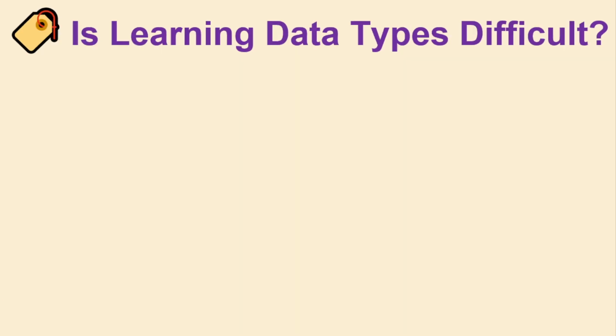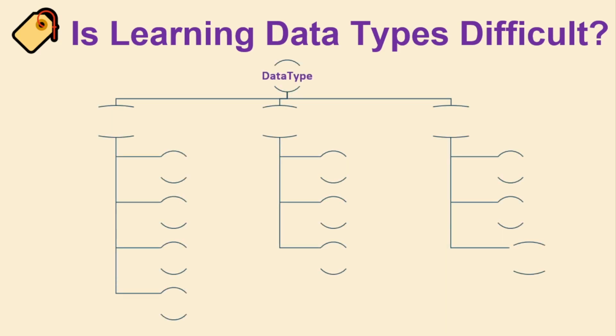Is learning data types difficult? I don't think so. Let's explore the difference of data types in C. Data types in C are generally categorized into 3 categories: basic data types, derived data types, and user-defined data types.